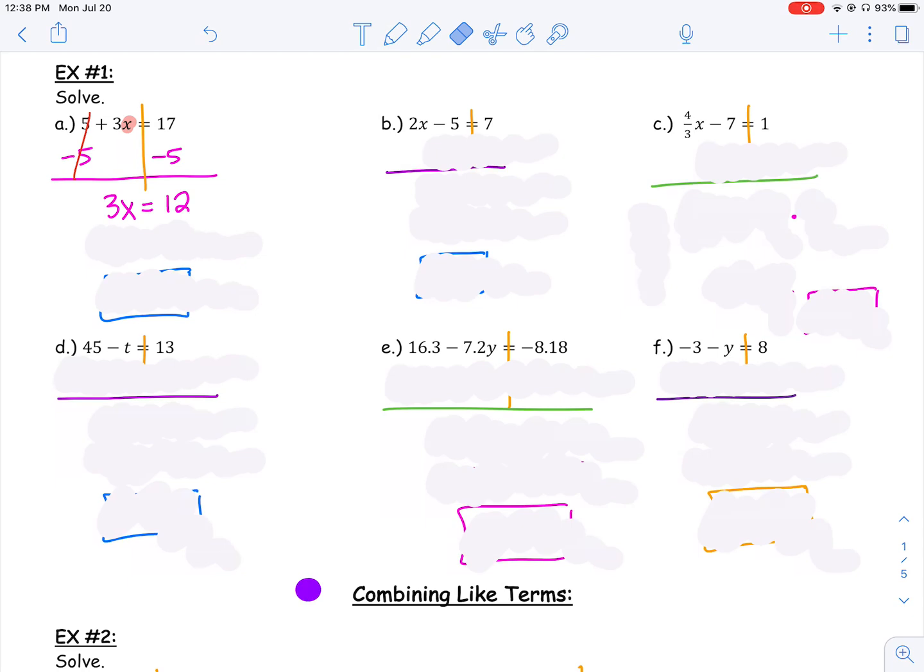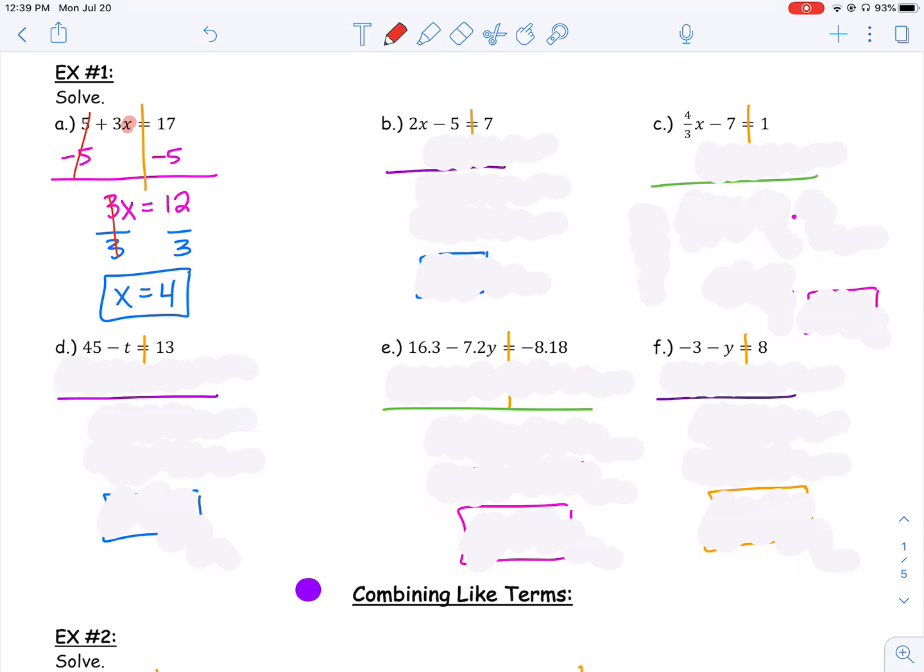Now, if I want to get x by itself, I just have to get rid of the 3. You notice the 3 is right next to the x, which in math means multiply, right? And so if I want to get rid of 3 being multiplied, I've got to do the opposite of multiply, which is divide. So let's divide by 3. But make sure you do it to both sides, so we should still be balanced. When I divide both sides by 3, 3 divided by 3 is 1x, and 12 divided by 3 is 4. So I end up getting x equals 4 as my solution.